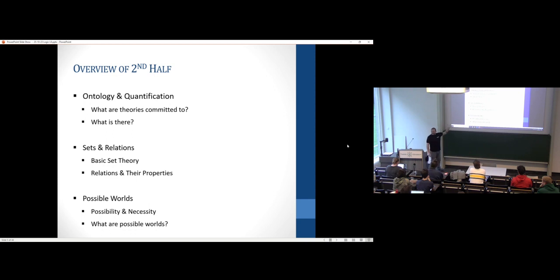So that's what we're going to do today. Then next week, what we're going to do is extend our formal toolkit by talking about sets. Have people done any kind of set theory or anything like this before? That's kind of what I expected.